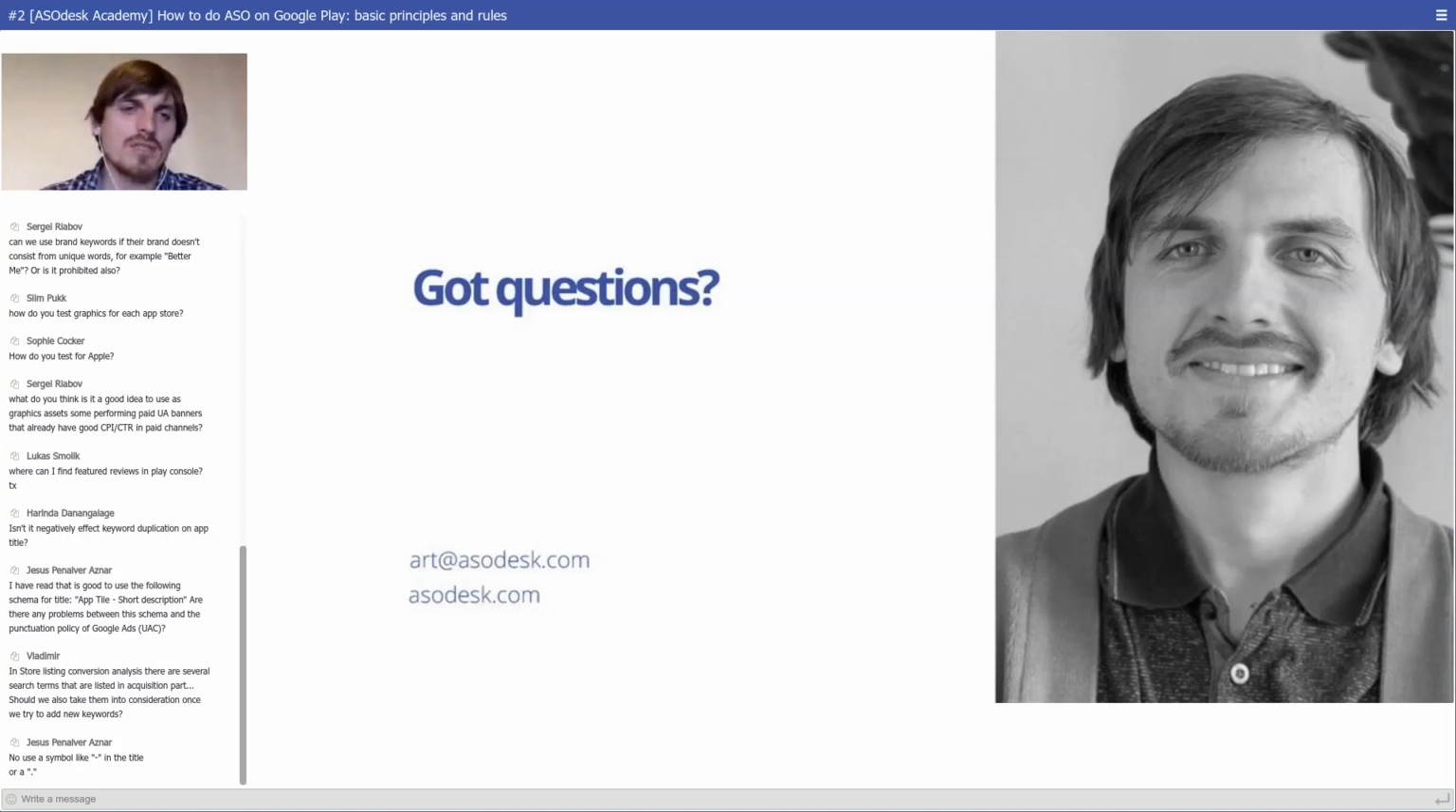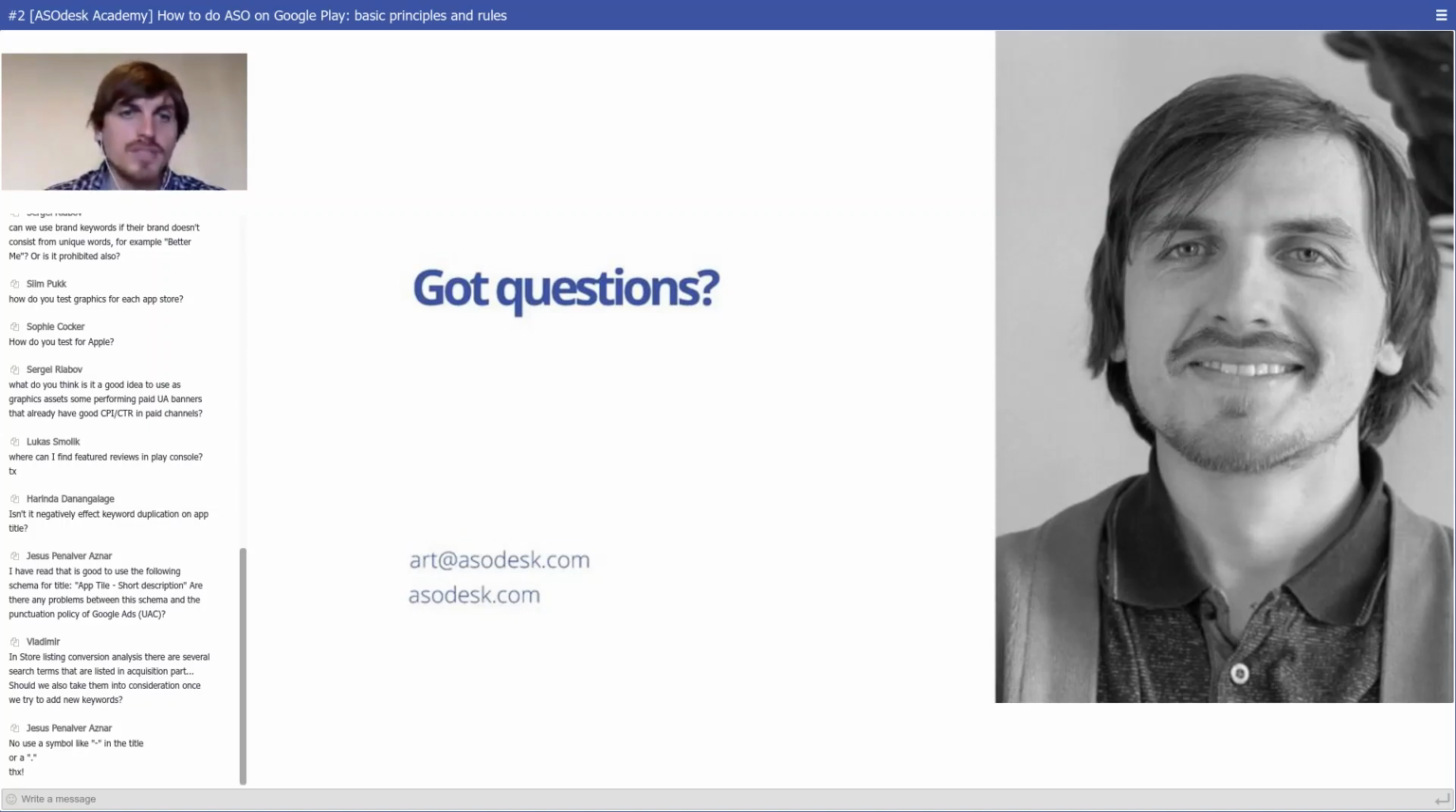So Jesus, this might work in the full description. We'll be talking about this on Friday, about the influence of different symbols on full description confidence for category in Google Natural Language, but I have never heard about a difference of symbols usage in the title and short description. Vladimir, in store listing conversion analysis, there are several search terms that are listed in the acquisition part.